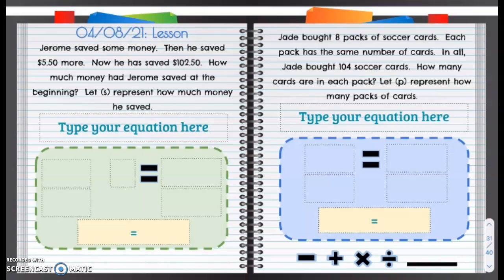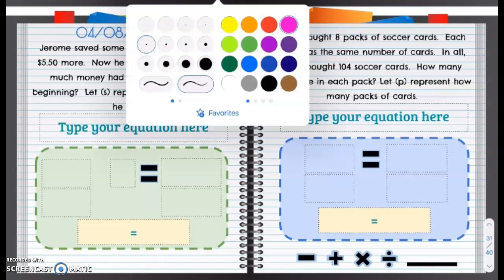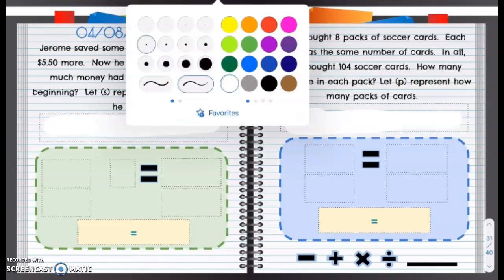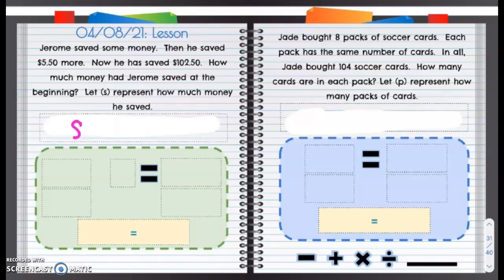Let S represent how much money he saved. So he saved some money. So let's make our little thing here. There we go. So he saved some money. And then he saved $5.50 more. So we're going to add the $5.50 more. Now, total, he has $102.50 saved.